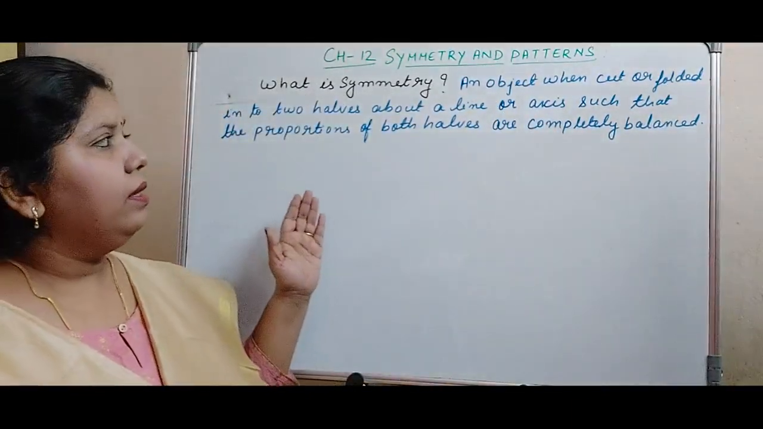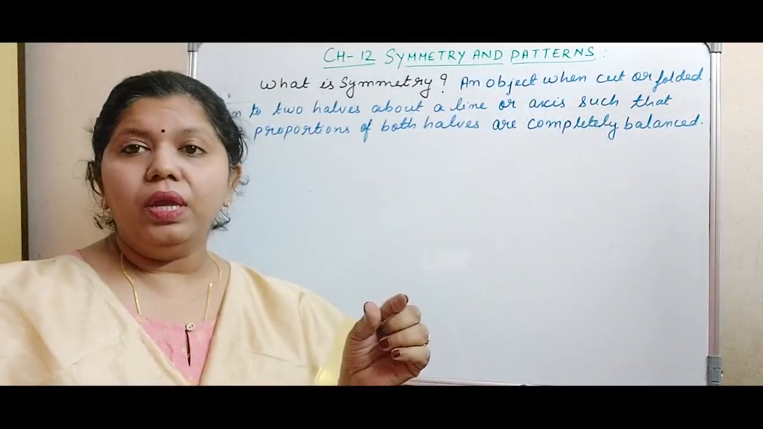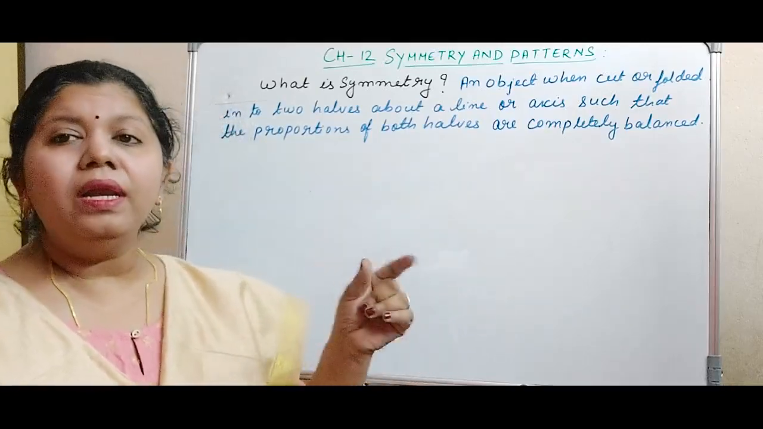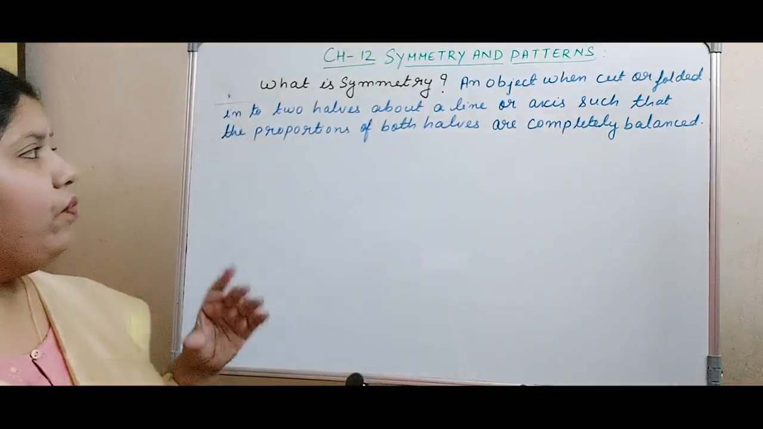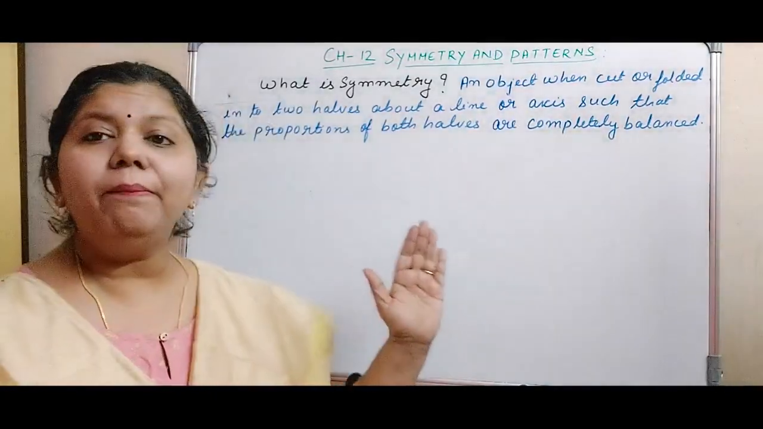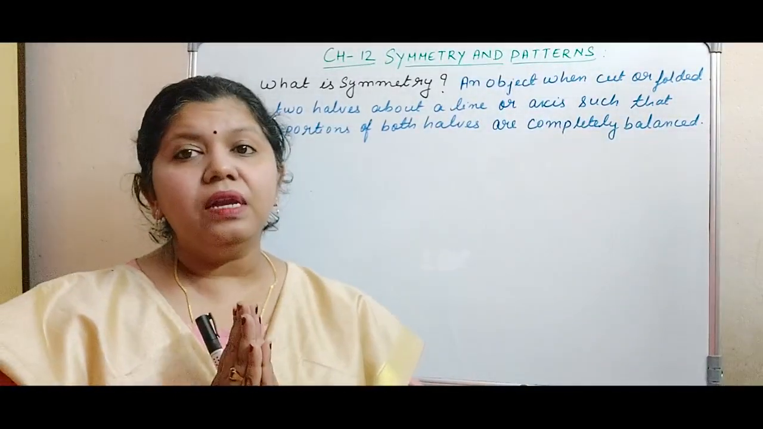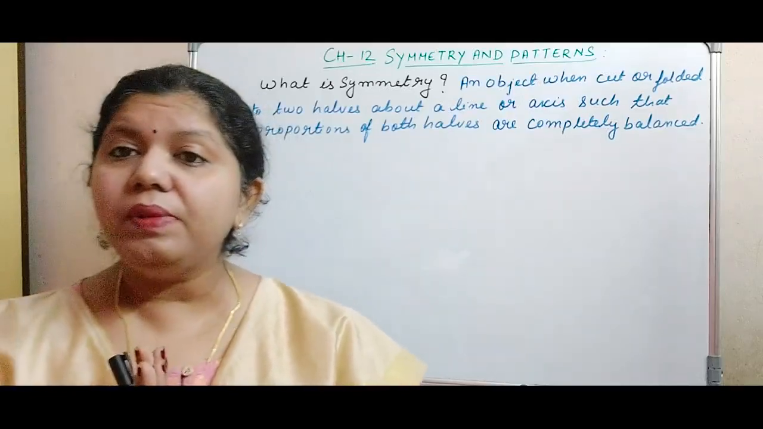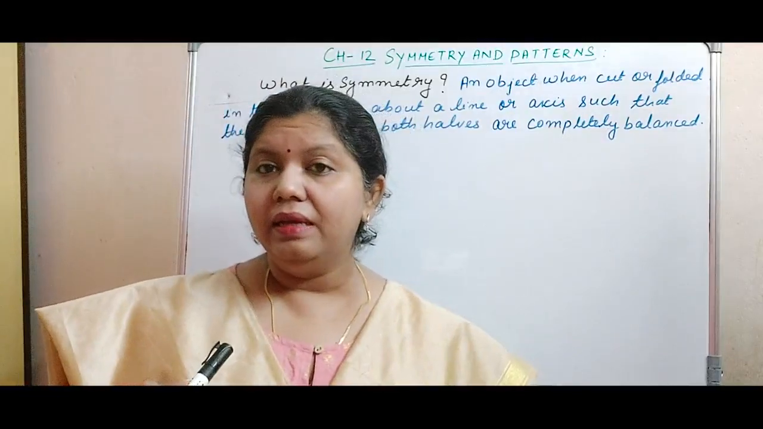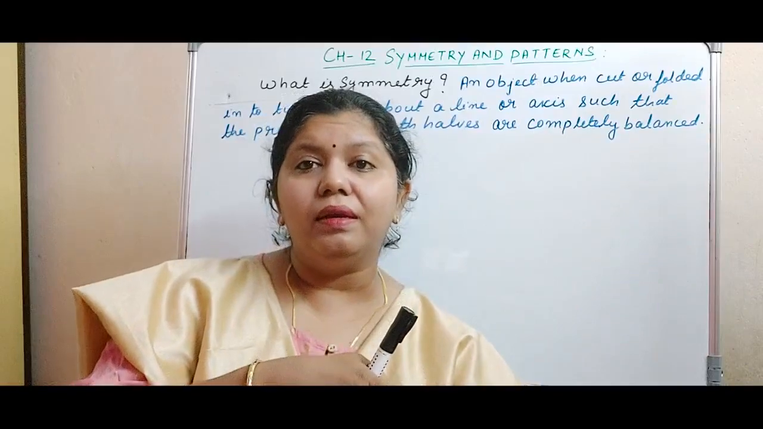in such a way that it is forming a line. The object is folded along a line or axis. How are we folding it? Both the halves are completely balanced. What does this mean? When we fold the object along that line, completely one part overlaps on the other.